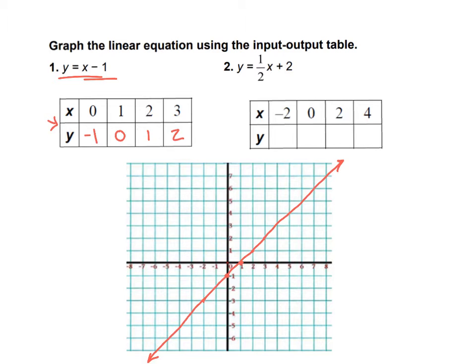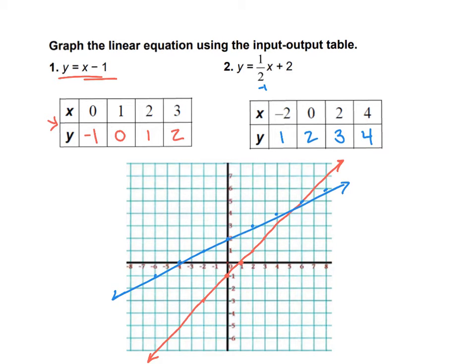Half of x plus 2. Half of negative 2 is negative 1, plus 2 is 1. 0 plus 2 is 2. 1 plus 2 is 3. Half of 4 is 2, plus 2 is 4. Graph that. We're at (-2, 1), (0, 2), (2, 3), and (4, 4). So you would be going all the way through that way. Straight line all the way through.